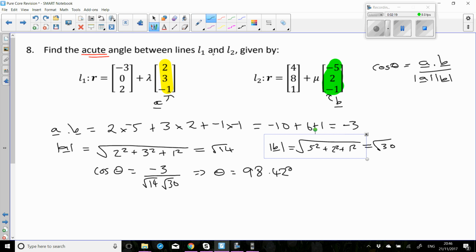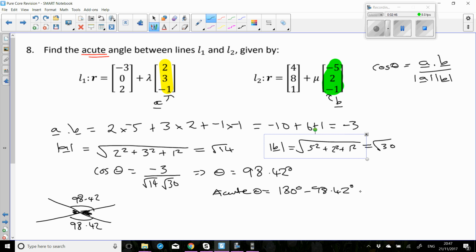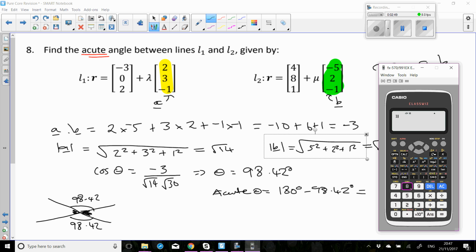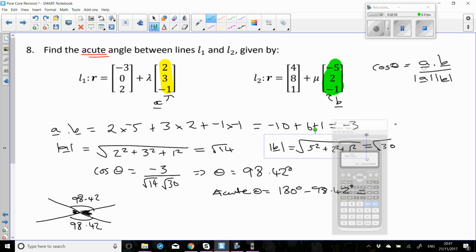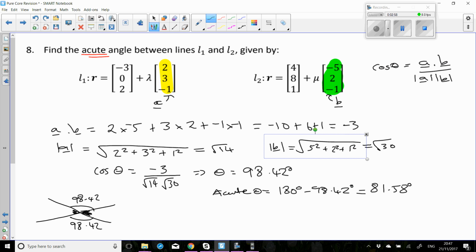Now, when you have vector equation of two lines, lines go on forever. So if we've worked out this angle is 98.42, we just want this angle here, which is the same as this angle here, and obviously that opposite angle there is 98.42. So we just need to do the acute angle, which is 180 degrees minus the one we've just found. Right, so you can just go 180, take away answer, and that will give us 81.58. Then you could just round that to whatever is required.